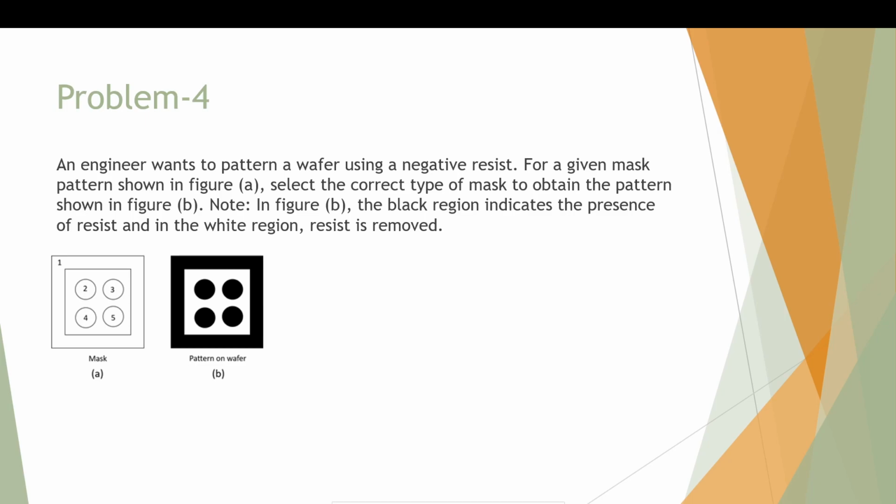Okay, an engineer wants to pattern a wafer using a negative resist. For a given mask pattern shown in figure A, this is the mask, select the correct type of mask to obtain the pattern shown in figure B. So first of all, what are the types of mask? One is bright field. Here they mean only bright field or dark field. Maybe I should have given options here.